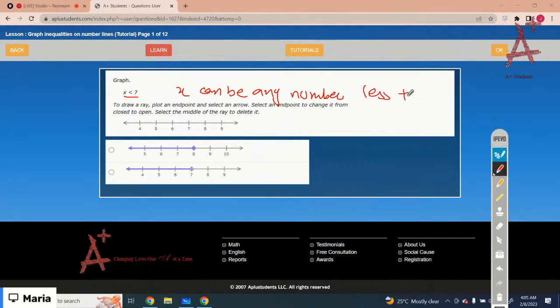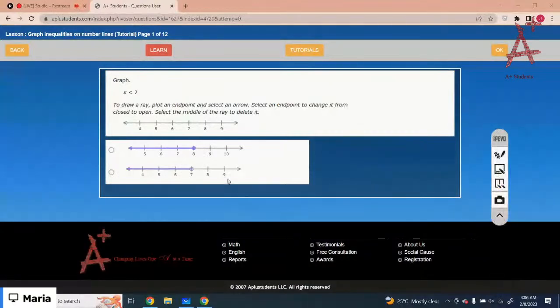Got it? That means 7 is not included in the graph. Less than 7, so at the 7 you have an open circle. Here you have at the 7 an open circle, and all the numbers are less than 7, so the graph must be pointing to the left hand side. So the second option is the correct option. Got it? So just select the correct option, then click on the OK button. The second one is the correct option. Got it?